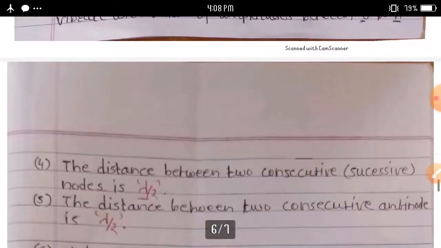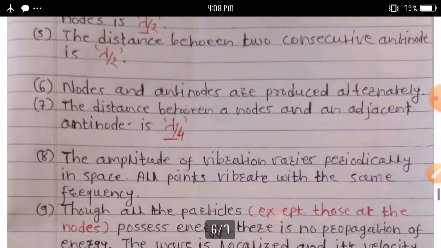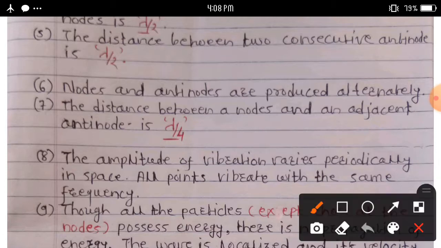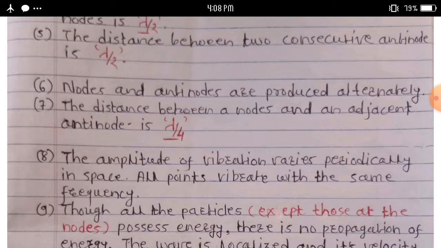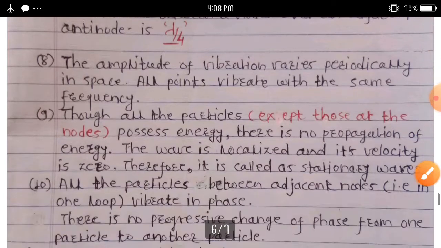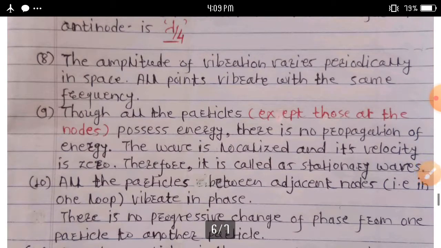Another one, nodes and antinodes are produced alternately. In a stationary wave, nodes and antinodes are produced alternately. Next one, the distance between a node and the adjacent antinode is lambda by 4.